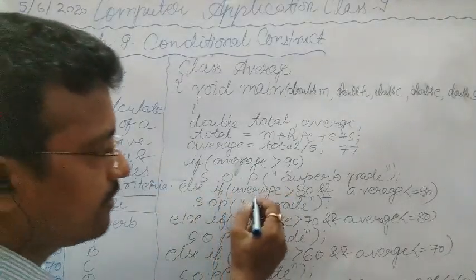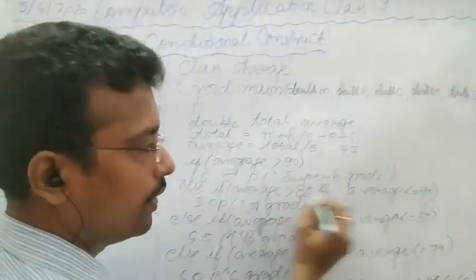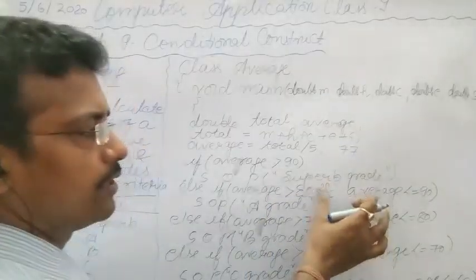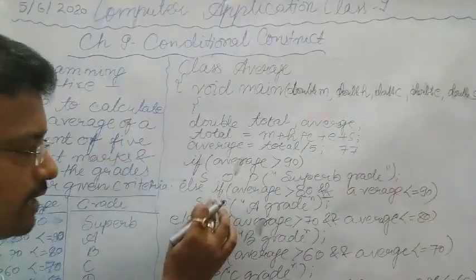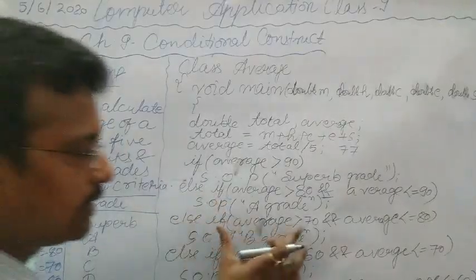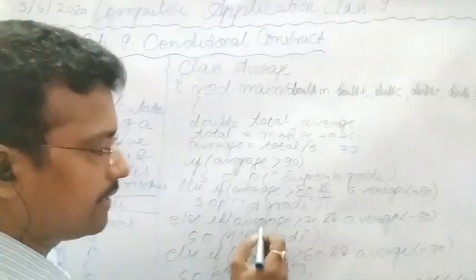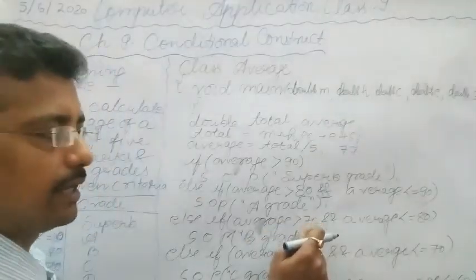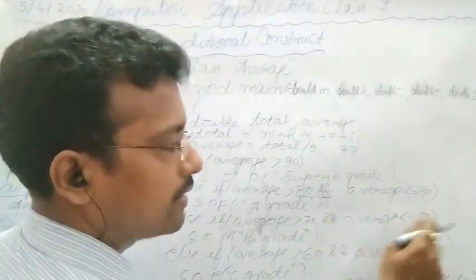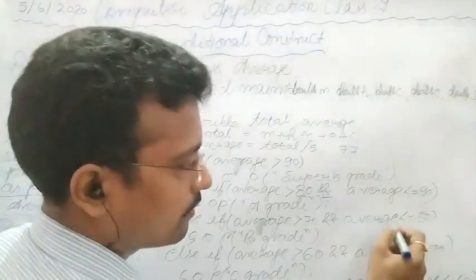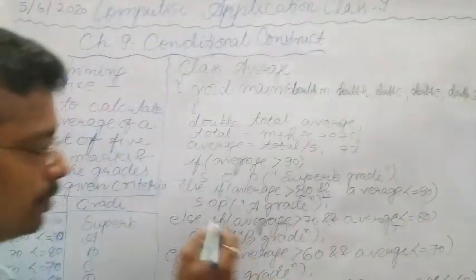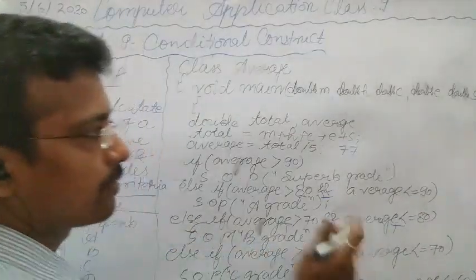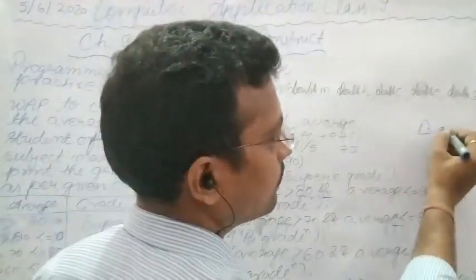It will be checked. Average is greater than 80? No. Average is less than equal to 90? Correct. But one condition is false, that's why the result will be false. So the control is sent to the else. Else again checks a condition. Average 77 is greater than 70? Yes. And 77 is less than equal to 80? Both become true. This is true and this is true. So that particular statement will execute, and your result will come as B grade.